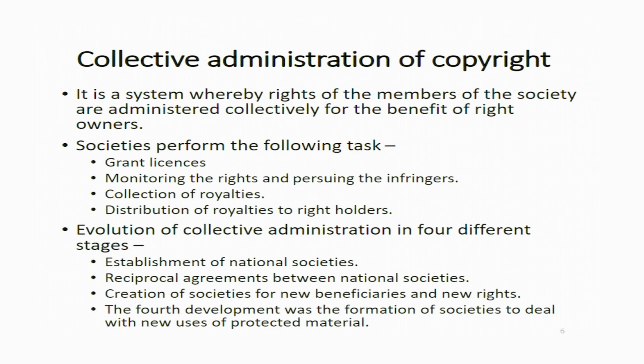What are the tasks performed by the society? Society grants licenses because it is a one-stop shop where all of us have assigned our rights and the licenses are granted by the society on behalf of all the right owners. Second, society will monitor these rights and pursue the infringers. Third, society will collect royalties. And fourth, society will distribute the royalties collected to the right holders. The idea of collective administration has evolved in different stages. It is a useful mechanism because now authors have the power of collective bargaining. Now authors have a mechanism to monitor the acts of infringement in a more efficient manner.